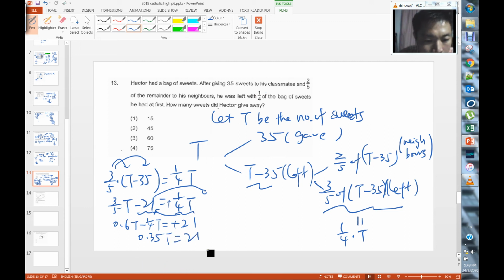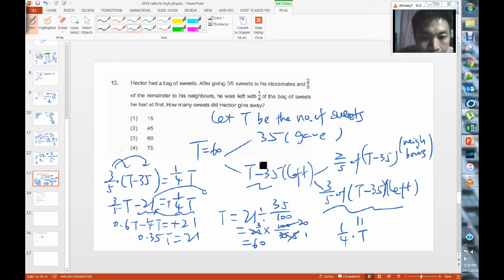Therefore T is equal to 21 divided by 35 over 100. When you divide by this, you multiply by the reciprocal of it, which means you flip it up and down. So the answer is 60. The question asks, how many sweets did Hector give away? So T is equal to 60.